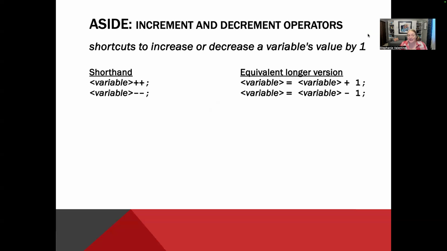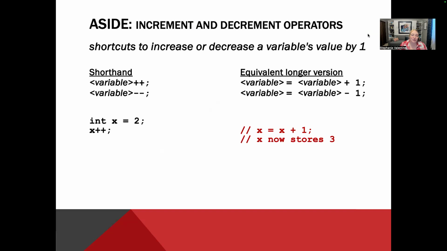So the shorthand is like variable plus plus. This is how your variable, usually an int or a double or a char, something that has a numeric value. By writing variable plus plus, you are taking the variable and adding 1 to it. Similarly, variable minus minus takes the variable and subtracts 1 from it.